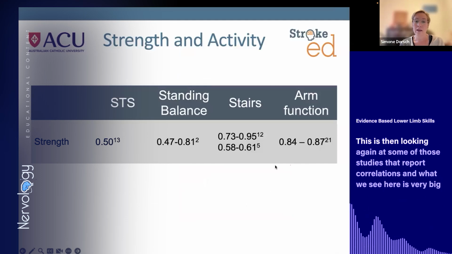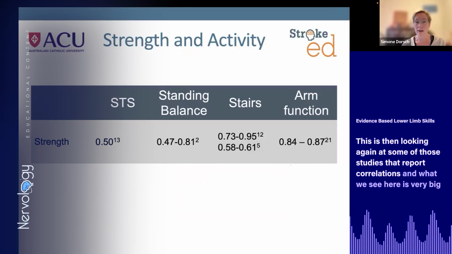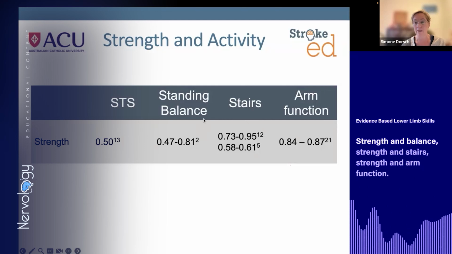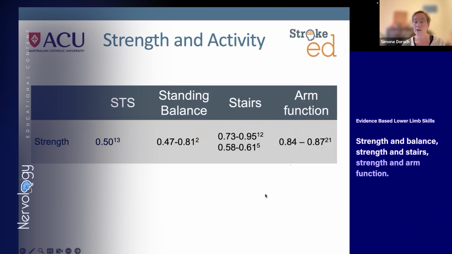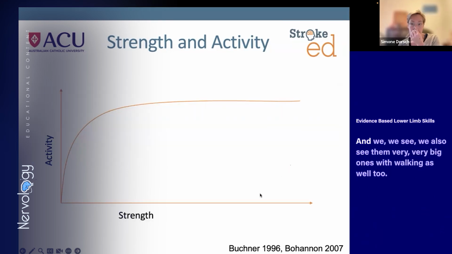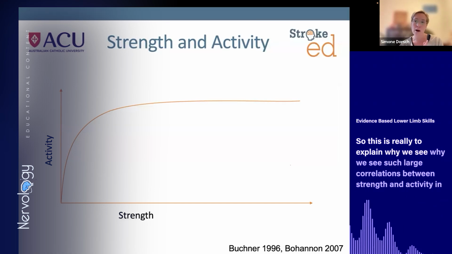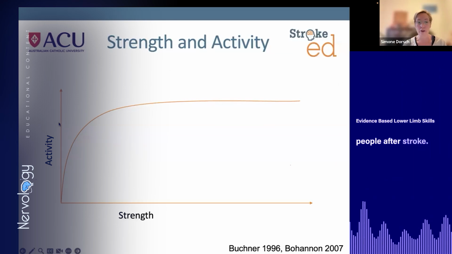This is then looking again at some of those studies that report correlations. And what we see here is very big correlations between strength and sit to stand, strength and balance, strength and stairs, strength and arm function. And we also see very, very big ones with walking as well. So this is really to explain why we see such large correlations between strength and activity in people after stroke.